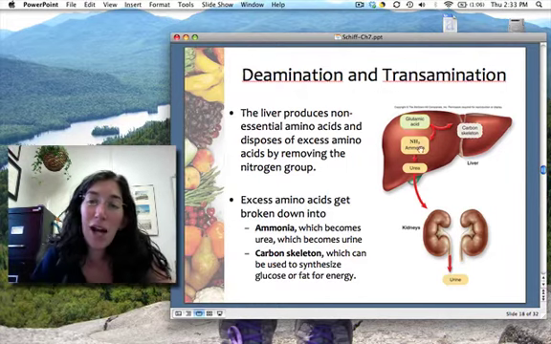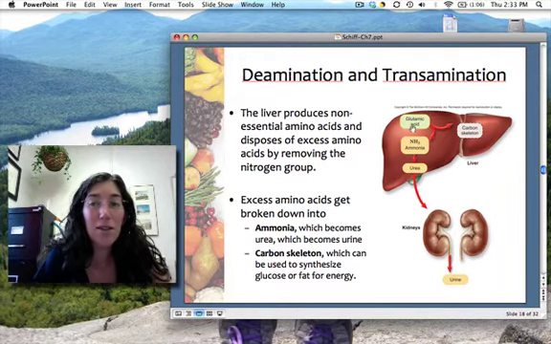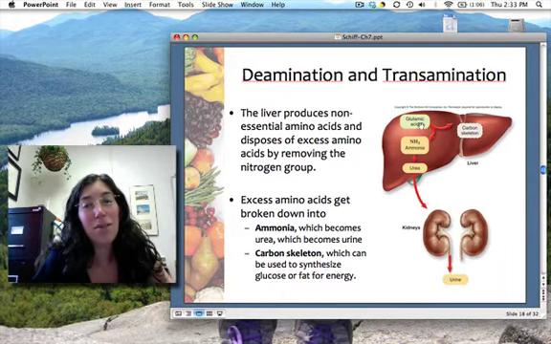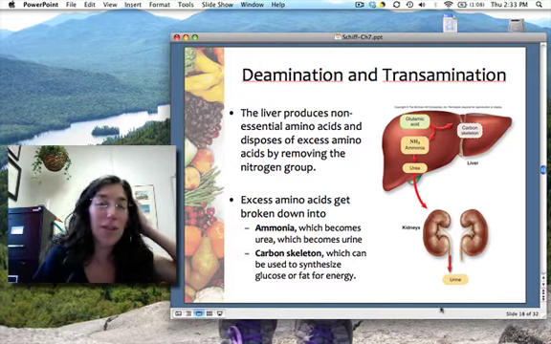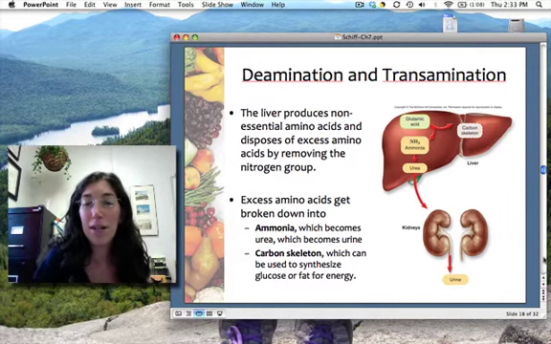So this slide shows you a specific amino acid, glutamic acid, getting broken down, but you could pretty much plug in any amino acid here, and this is what happens. The amino group, the nitrogen group, gets ripped off, and you're left with a carbon skeleton that can become glucose or lipid, and the ammonia from the nitrogen that gets ripped off gets converted into urine and excreted.